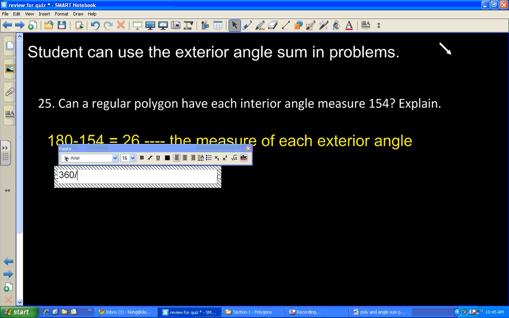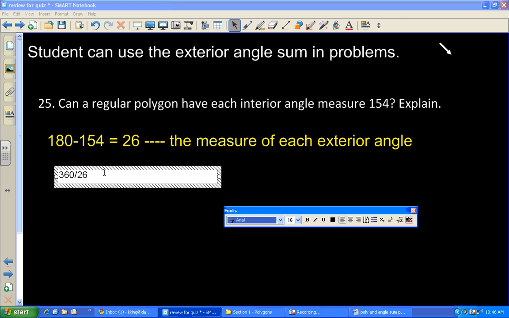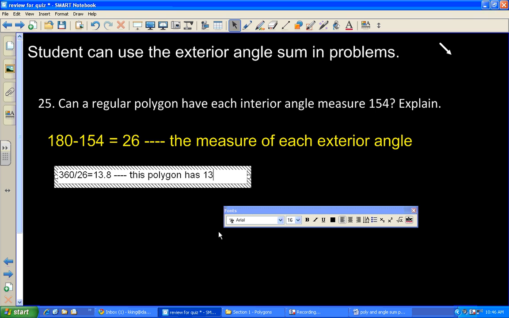regular says check with a division, all right? It's saying, can we take the 360 degrees, the total outside degrees of a polygon, and divide it into chunks that are 26 degrees each? Can we do that? All right? When I check that division, I think I get a decimal. Yeah, I get 13.8. And what that's saying is that this polygon has 13.8 exterior angles.